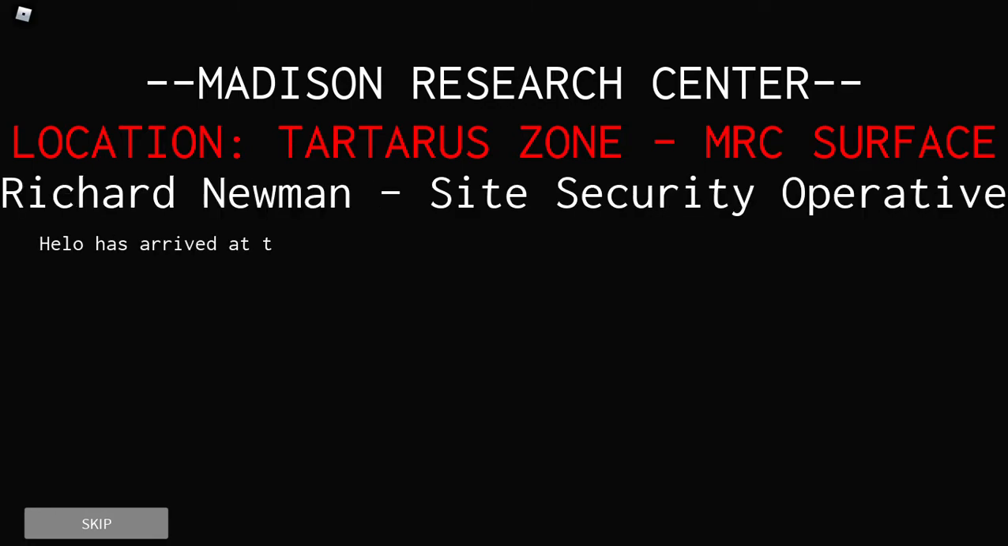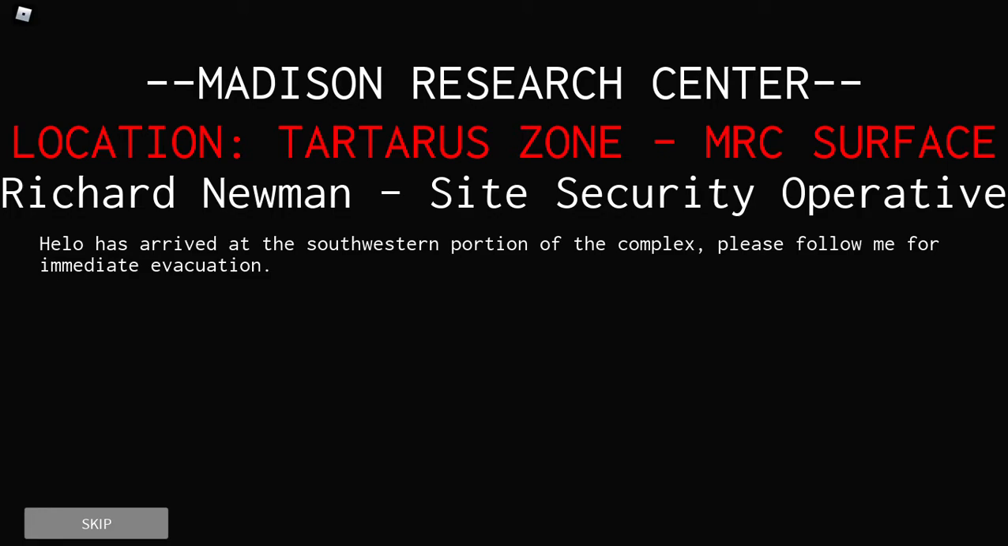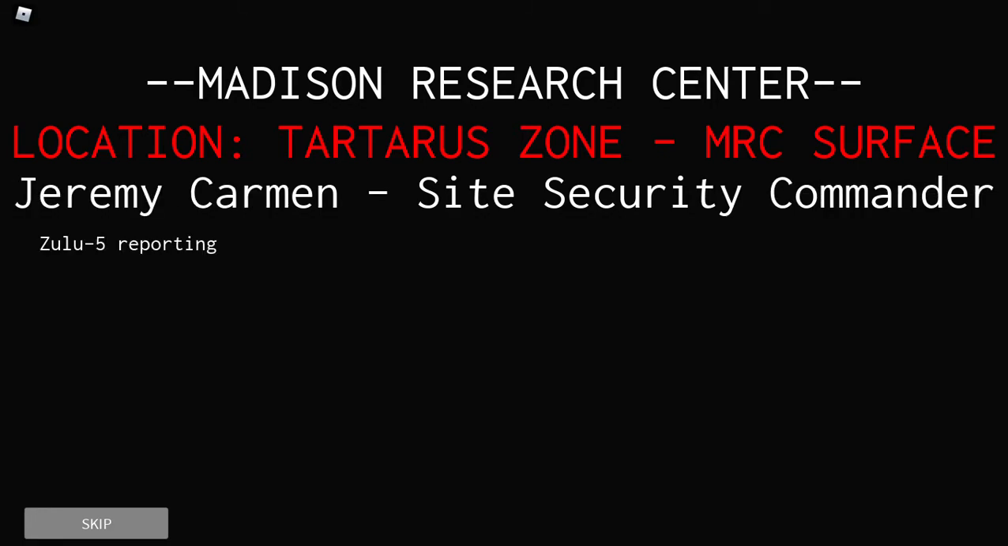Heroes arrived at the southwestern portion of the complex. Please follow me to... Zulu 5 reporting in. Group 1 ready for evac. I repeat, Group 1 is ready for evac.